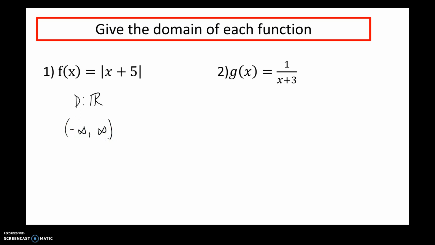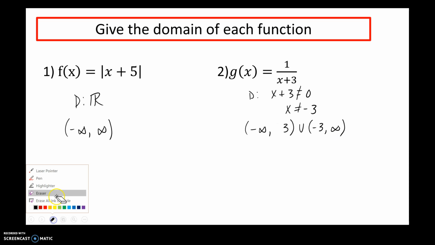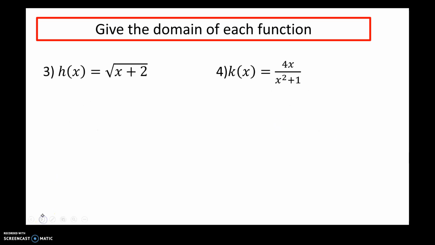Number 2, I have a rational function. My domain restriction comes from what would make the denominator equal to 0. So my domain is that x cannot equal negative 3. In interval notation, negative infinity to negative 3, and then from negative 3 to infinity. Okay, so we just have to exclude one value from the number line.